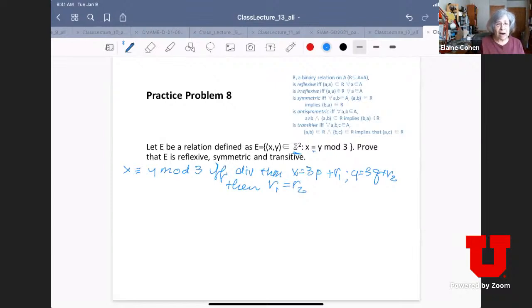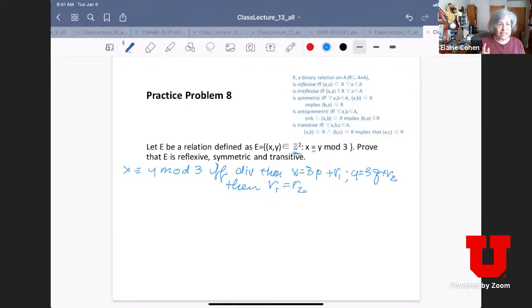Okay, remember, mod means it's the remainder upon division by 3. That's what it means, modulo. So x equivalent to y mod 3 means x is equivalent to 0 mod 3, or x is equivalent to 1 mod 3, or x is equivalent to 2 mod 3. And we can take every integer and put it in that category.